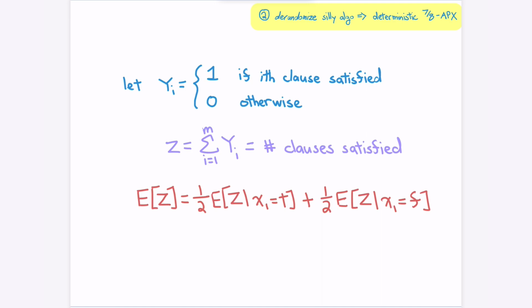So if I break that into expectations, the expected value of the total sum was, with probability 1/2 I get heads for the first variable, and then there's some remaining expectation, plus with probability 1/2 I get tails, and then there's some remaining expectation. So what does that tell us? Consider your two choices: setting x1 to be true or x1 to be false. I'm claiming that one of these two choices must be pretty good. Why?